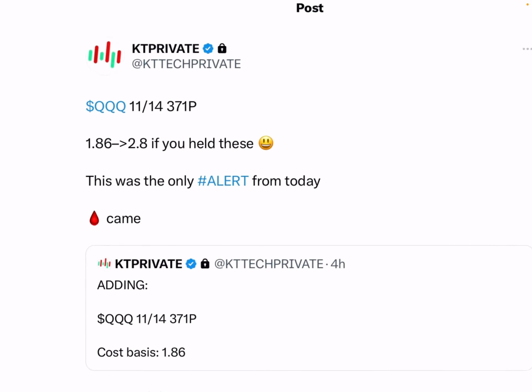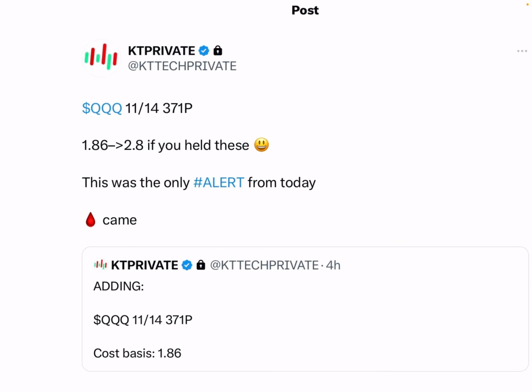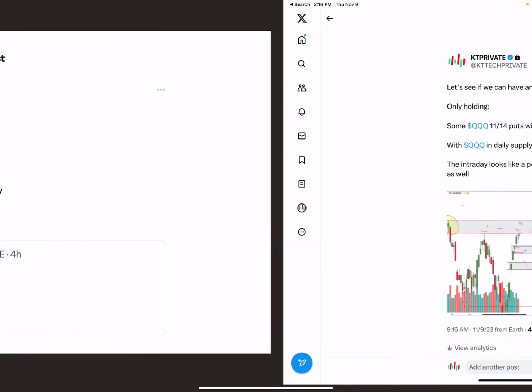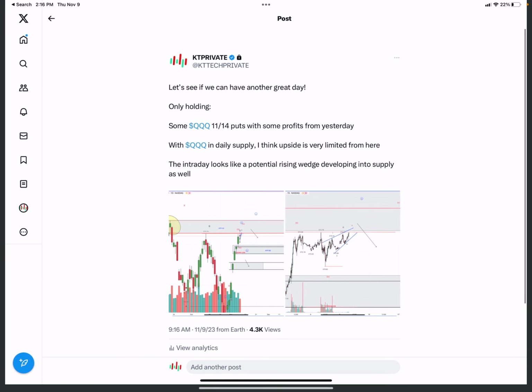So this morning I sent an alert. I said buy opens QQQ 1114, 371 puts. Got them at about $1.86, okay? But I want to show you guys exactly why I was bearish, okay, going into today.